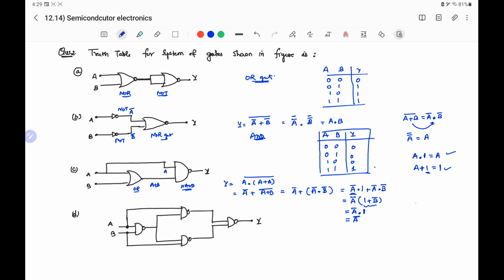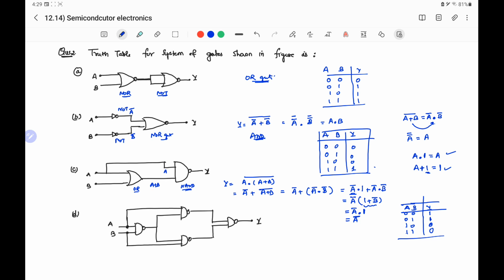Therefore, the truth table will have A B as 0 0, 0 1, 1 0, 1 1. These are the two inputs, and output Y will be the complement of A. It is independent of B. So if A is 0, the output will be 1. If A is 0 again, it is 1. And when A is 1 and 1, the output will be 0 and 0. This is the truth table for part C.